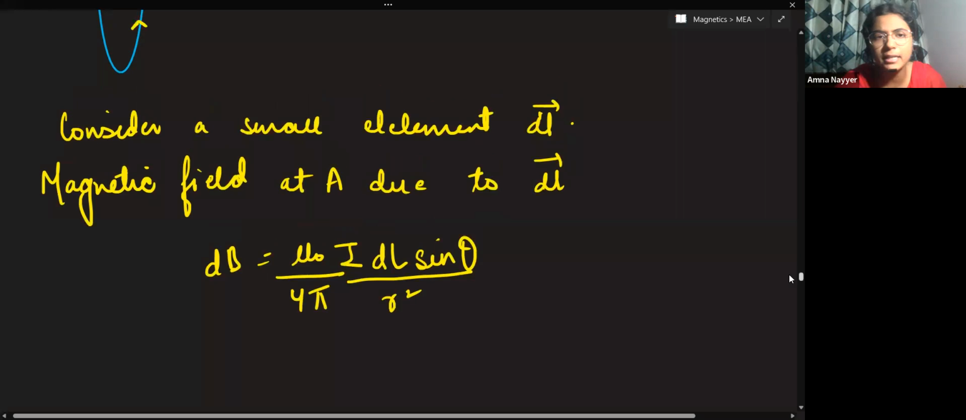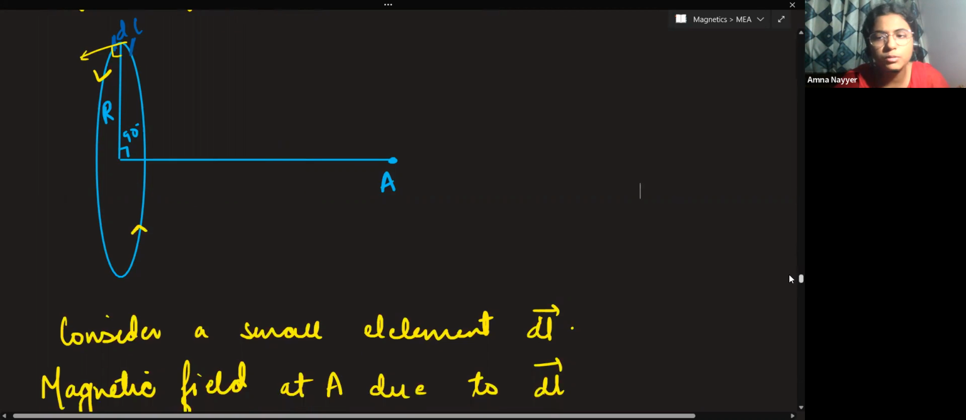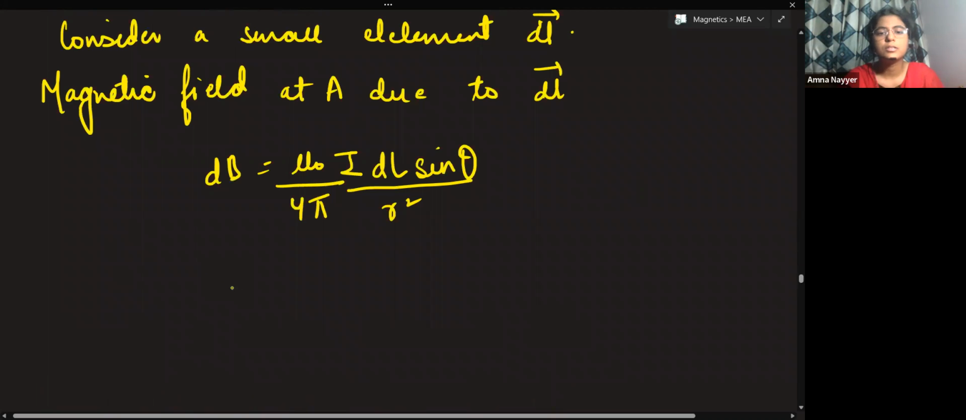The reason you can directly see. The direction of DL will be like this. DL is over here, so DL is obviously tangential, and this is making an angle of 90 degrees with it. So the angle between R and DL will be 90 degrees. Sine 90 becomes what? So dB will be equal to mu naught I dl divided by 4 pi small r square.